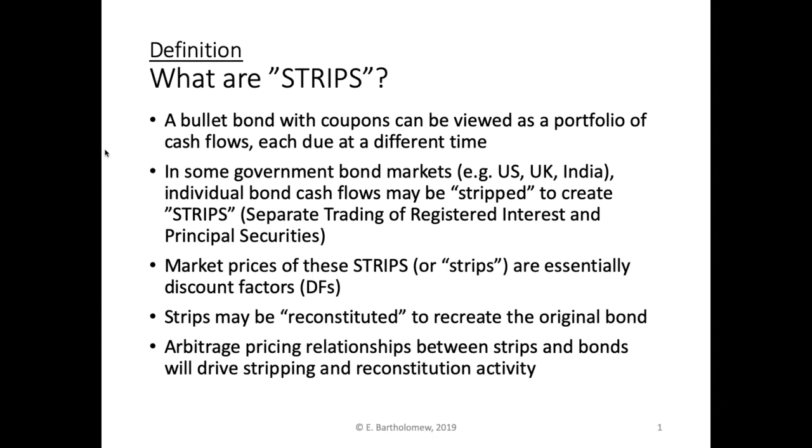What exactly are strips? As we said, they are the individual coupons and principal payments of a bond stripped from those bonds. In some government bond markets, individual cash flows may be stripped to create these strips that are traded. The market prices of these strips are essentially discount factors. Strips may be reconstituted to recreate the original bonds, and this is a very important fact. That's what allows this arbitrage enforcing mechanism to work, to keep the pricing of the strips and the bonds aligned.